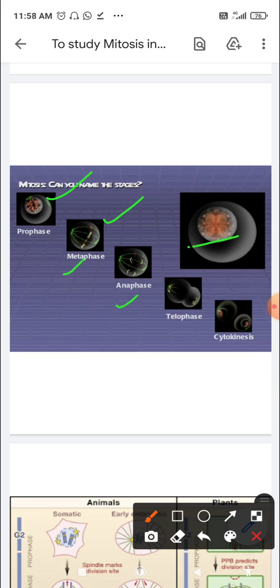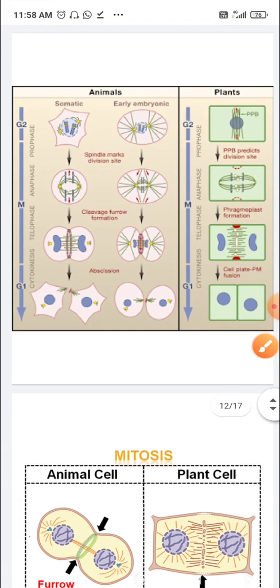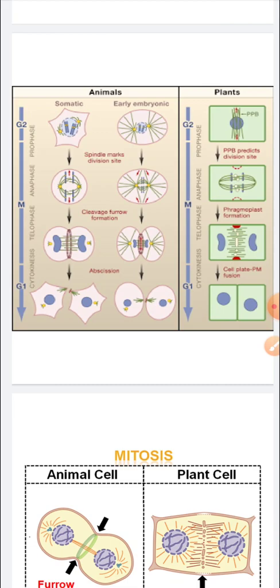Anaphase stage, you can see the splitting of the chromatids, sister chromatids, and movement towards the opposite poles by the contraction of the spindle fibers. Telophase, the chromosomes have moved towards the opposite poles and the cell furrow starts deepening. Cytokinesis takes place where two daughter cells are formed. Now a very important part is what is the difference between mitosis in animal cells and mitosis in plant cells.